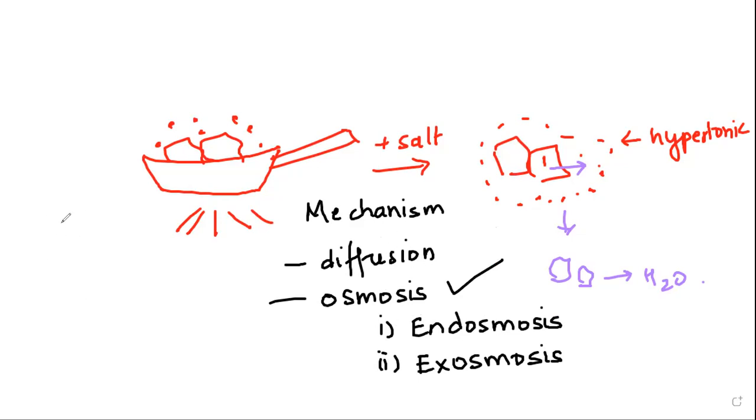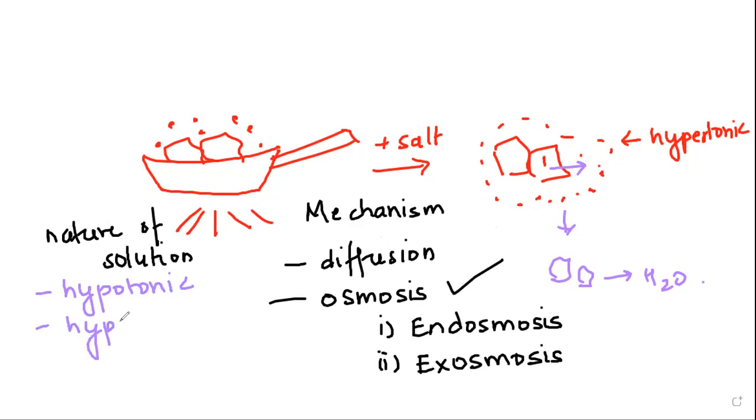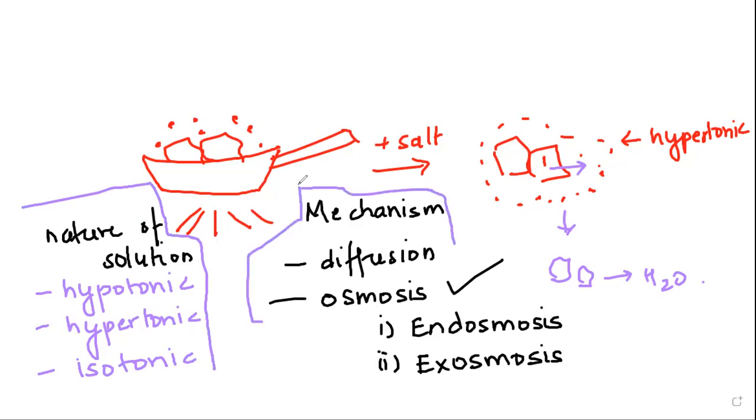Okay, and if they ask you the nature of the solution, your answer should be: is it hypotonic, is it hypertonic, or is it isotonic, right? Okay. You can make note of this also. So the nature of the solution would be this, and the mechanism is usually one among these, whether it is diffusion or osmosis.